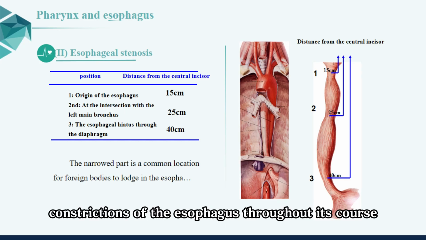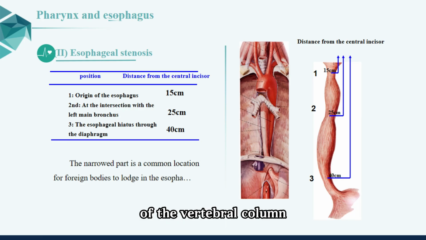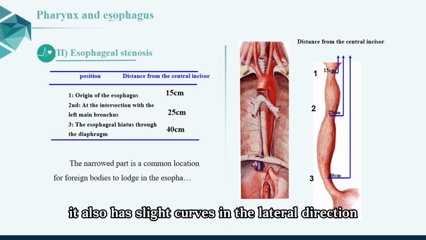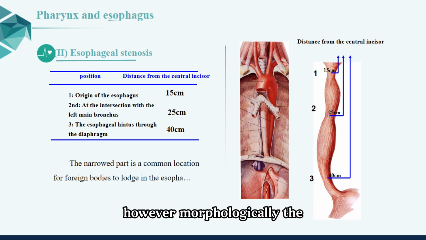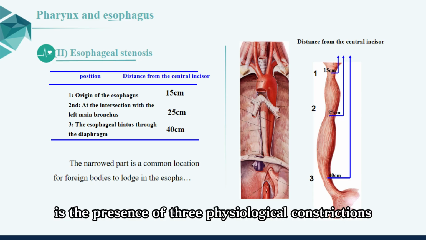Constrictions of the esophagus throughout its course. Besides following the cervical and thoracic curvatures of the vertebral column, resulting in corresponding anteroposterior curves, it also has slight curves in the lateral direction. However, morphologically, the most important feature of the esophagus is the presence of three physiological constrictions.